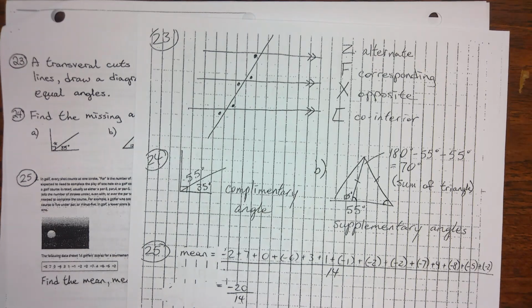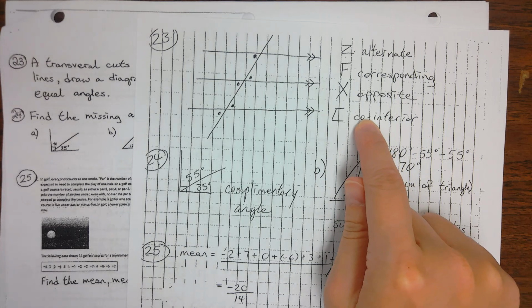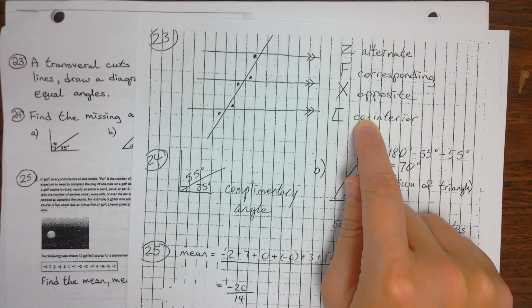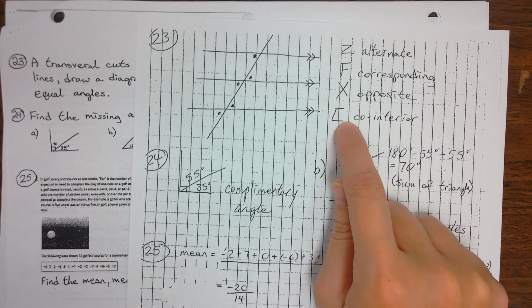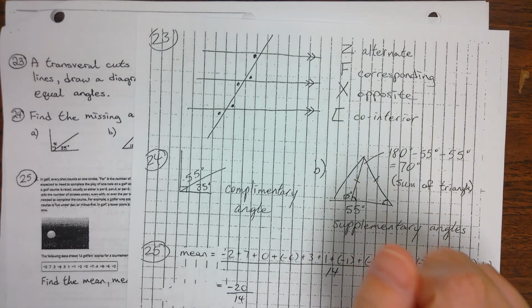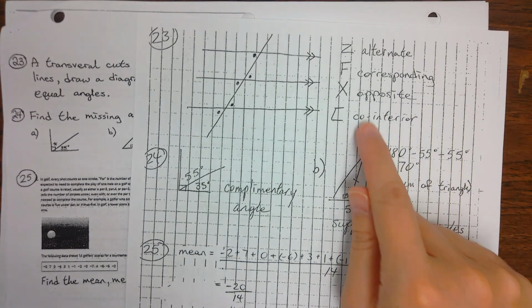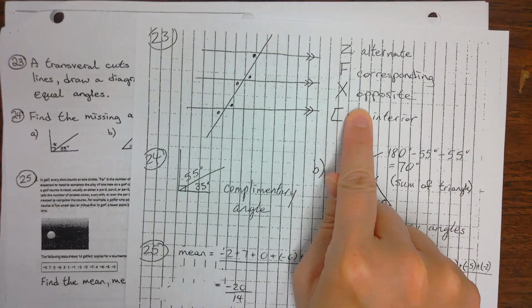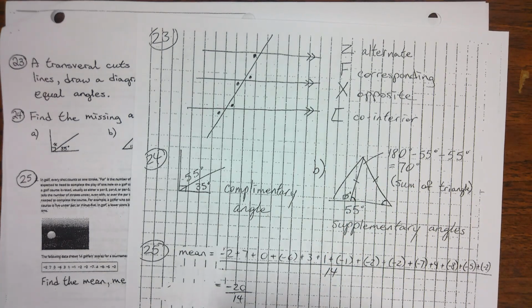Isn't it technically co-interior? It's fine. But oh, that's actually a good point. On that last test that you guys had in angles, a lot of people called this the interior angle. There's no such thing as interior angle. This is the co-interior angle. It's different. But there is a difference between co-interior and interior. It means totally different.